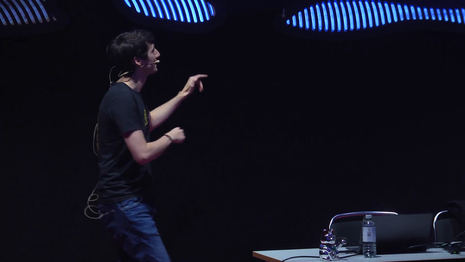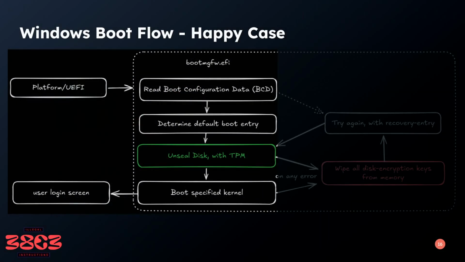I am now going to unseal the volume master key. So this is really the crucial step here. The Windows Boot Manager unseals the volume master key with the help of the TPM. And that just succeeds because Windows set it up that way. And then it boots the kernel.